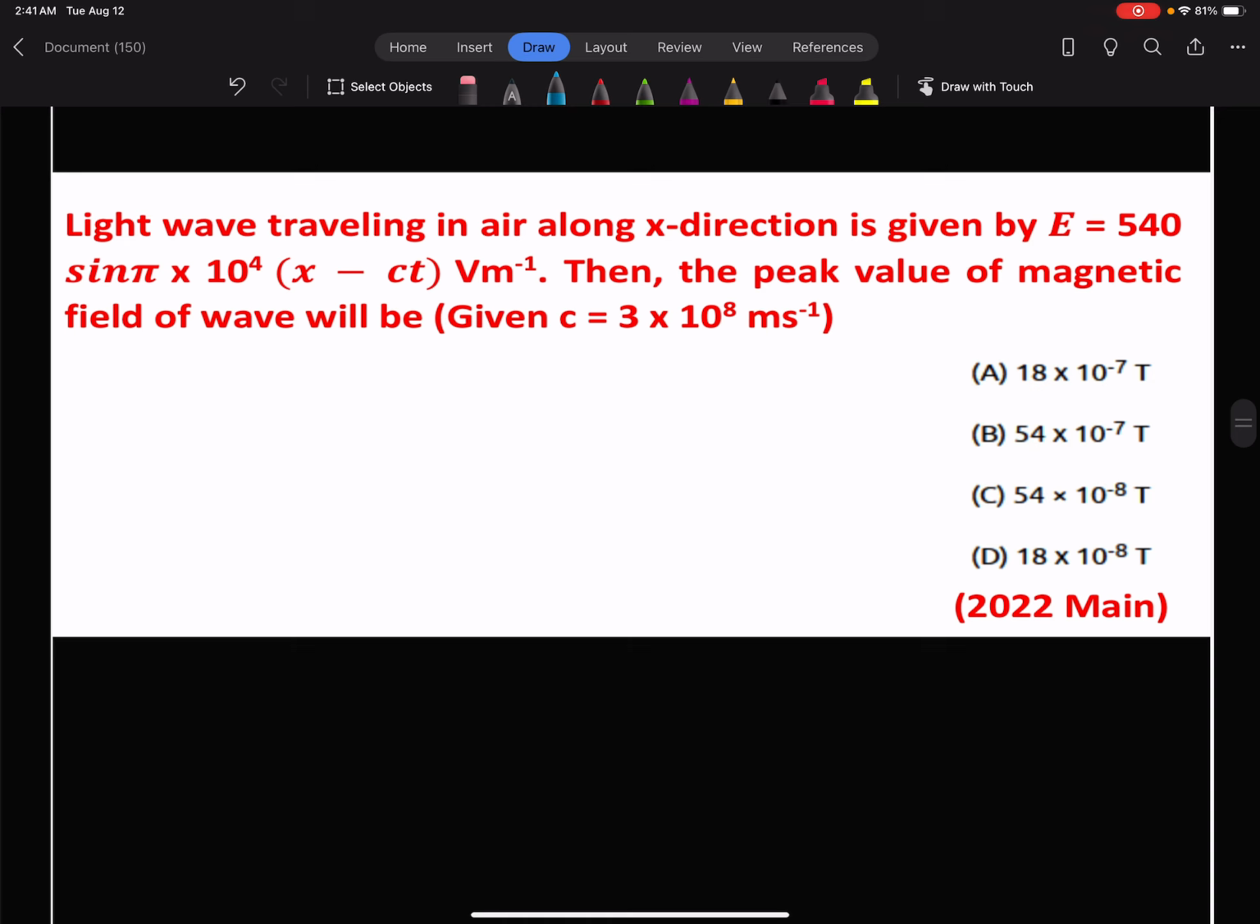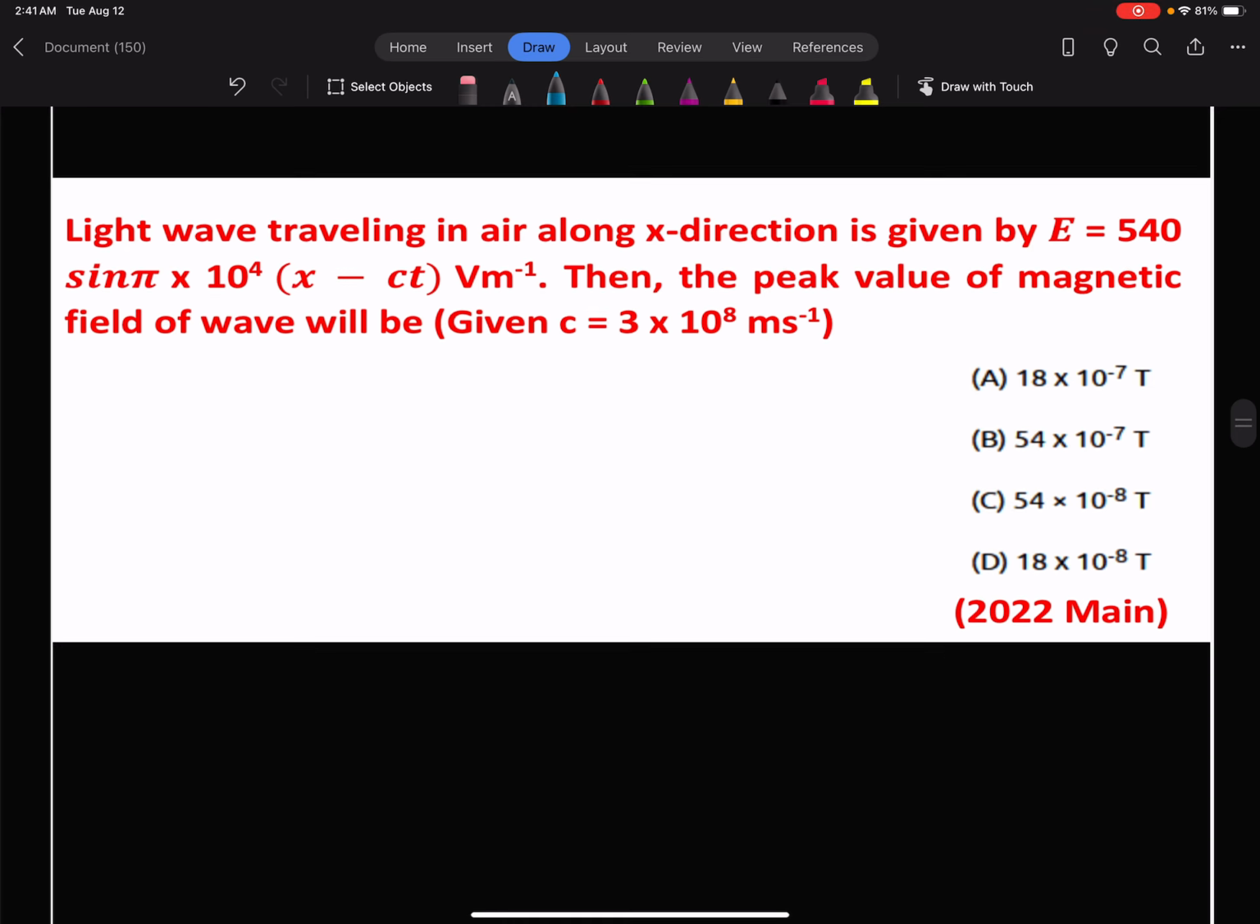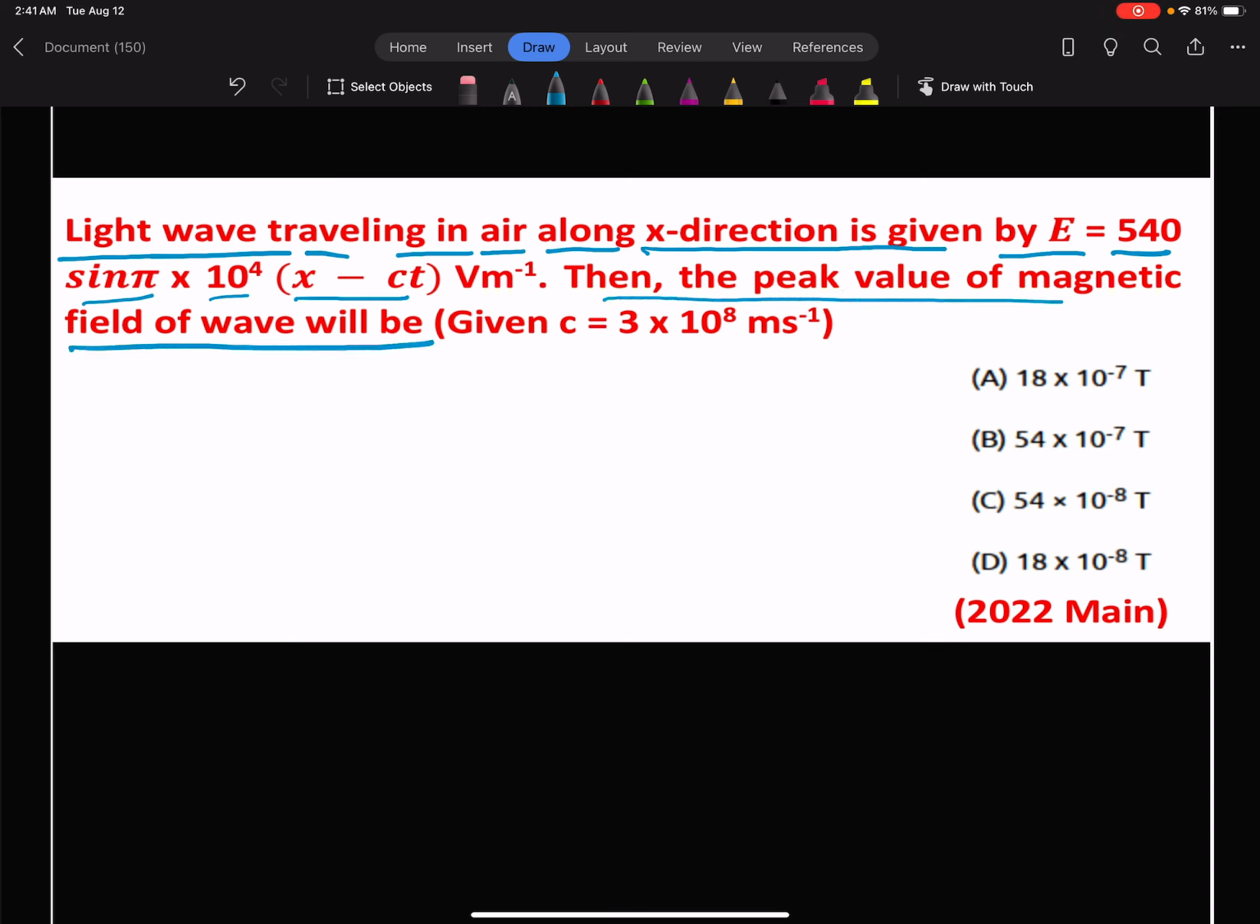It states that a light wave traveling in air along the x direction is given by E is equal to 540 sine pi 10 raised to power 4 (x minus ct). Then the peak value of the magnetic field of the wave will be. So here we are supposed to find out only the peak value. The peak value of the electric field is 540, and the relationship between the two is quite simple.